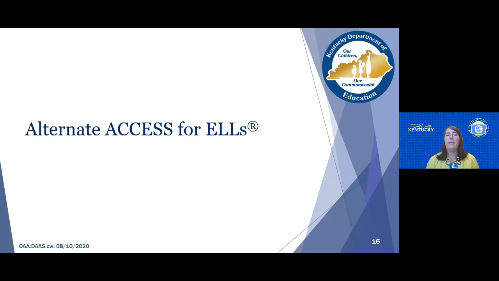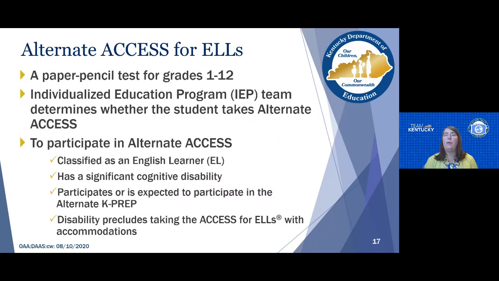Now, alternate access for ELLs is for those students who have significant cognitive disabilities. Okay, they're established as an English learner. They have a significant cognitive disability, and their disability precludes them from taking the regular access with accommodations. And so now we do want to see that third participation, because it says participates or is expected to participate in the alternate K-Prep program.